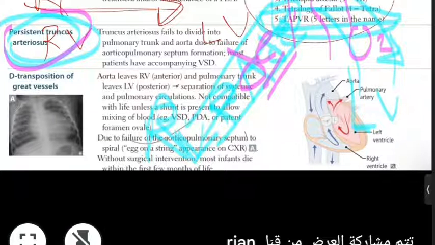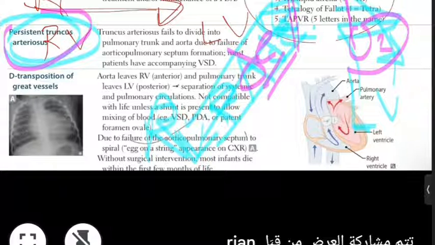So what will you have? Only one blood vessel, and this one blood vessel carries the oxygenated blood and deoxygenated blood. Imagine that you have deoxygenated blood mixed with the oxygenated blood, because here you have the aorta, here you have the pulmonary, and there's no septum between them. This is what we call persistent truncus arteriosus.